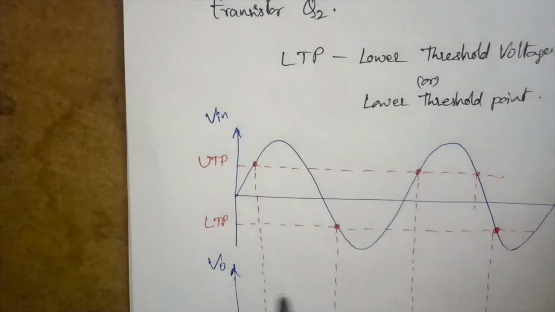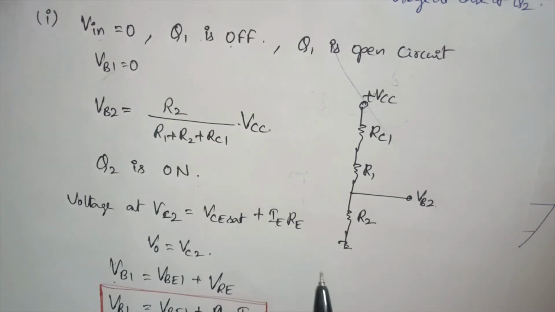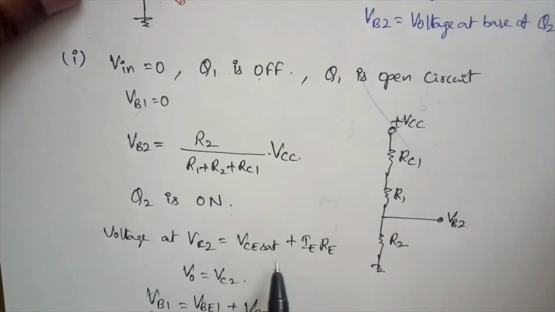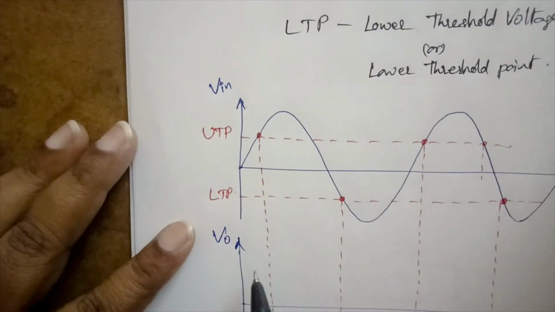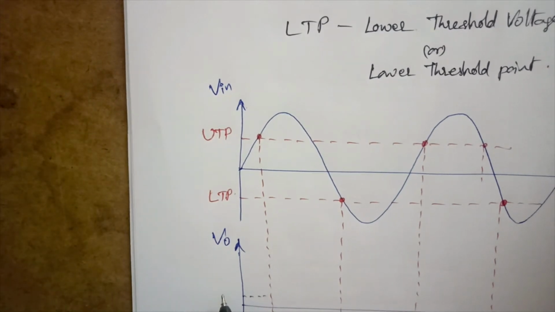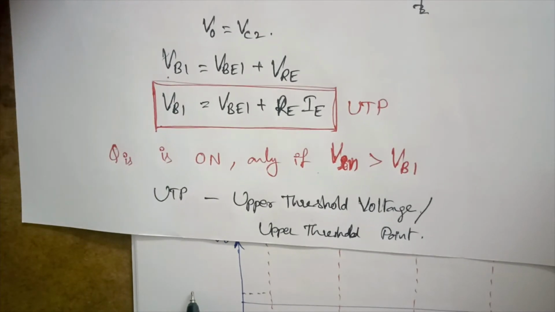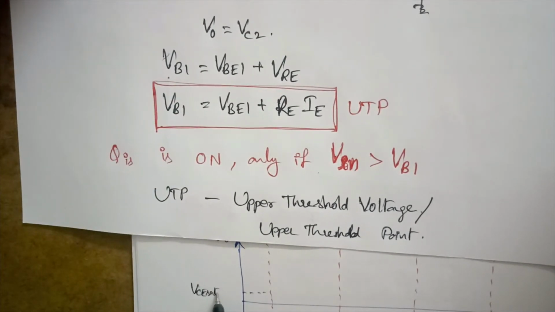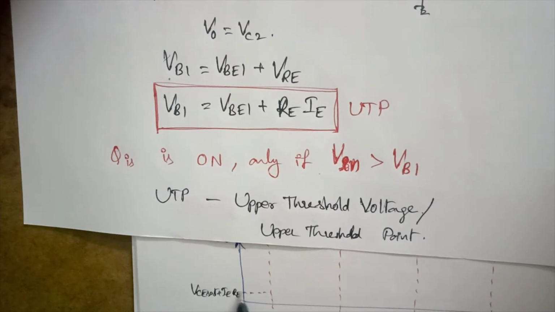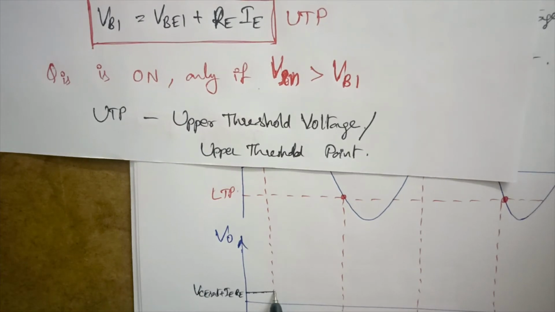So initially which one is on? This value I am approximately taking as VCC. And at this point, this value I am taking as VC SAT plus IERE. So here Q1 is off, Q2 is on.